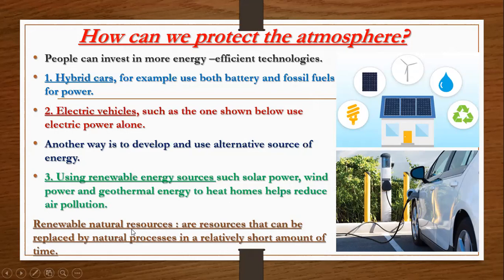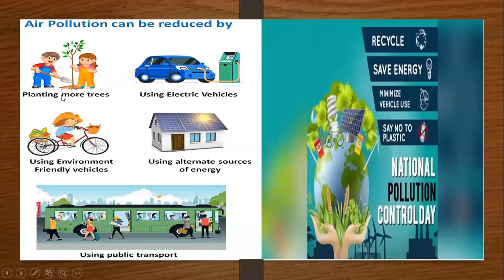What is the meaning of the word renewable natural resources? They are resources that can be replaced by natural processes in a short time and quickly. So there are many ways to reduce pollution and save air quality: planting more trees, using electrical vehicles, biking instead of using cars, using alternative sources of renewable resources such as solar panels, and using public transportation instead of vehicles.